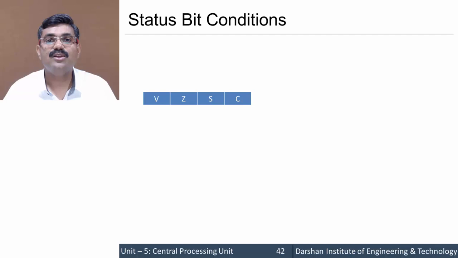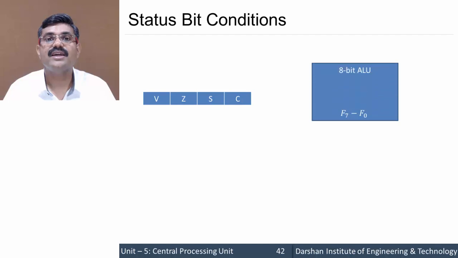Status bits mean the value would be either 0 or 1, because it is a bit. We have 4 status bits: V, which is overflow, Z, which stands for zero, S, which stands for sign bit, and C, which stands for carry. They are set or reset based on the ALU operation carried out in the CPU.